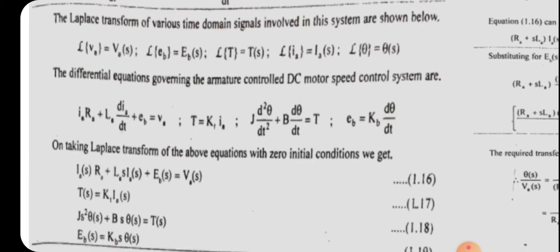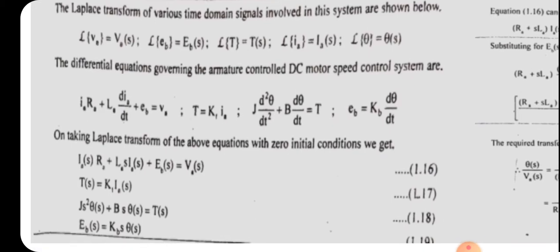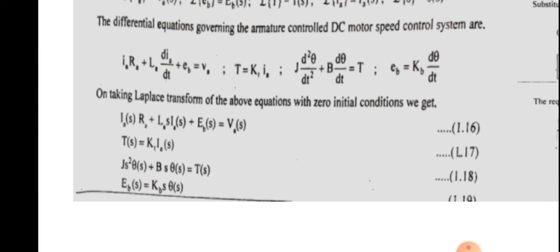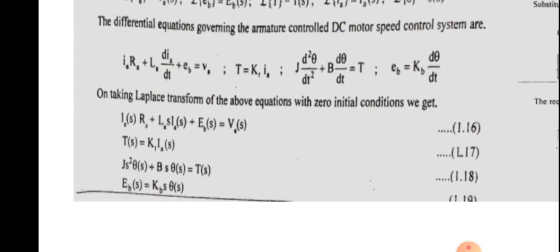So we will get IA of S into RA plus LA into S into IA of S plus EB of S is equal to VA of S, and that is equation number 1.16. For the second equation, T of S will be equal to KT into IA of S, that is equation number 1.17. The next Laplace transform gives JS square into theta of S plus BS into theta of S equal to T of S. We are assuming that the initial conditions are 0, which is why we are getting this equation.